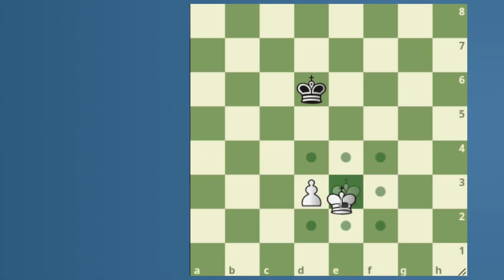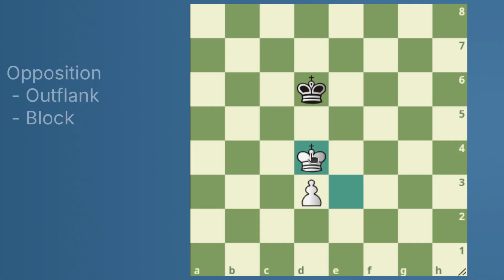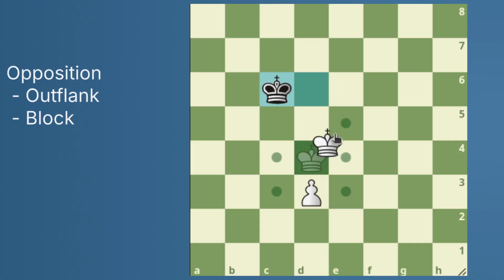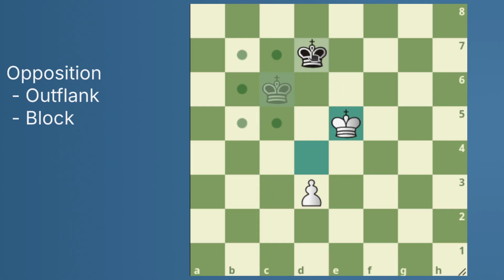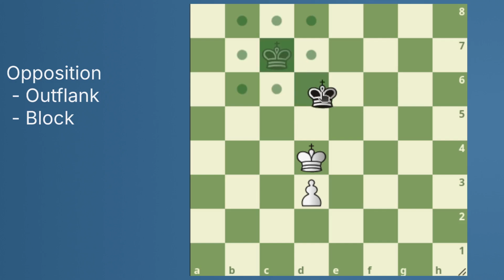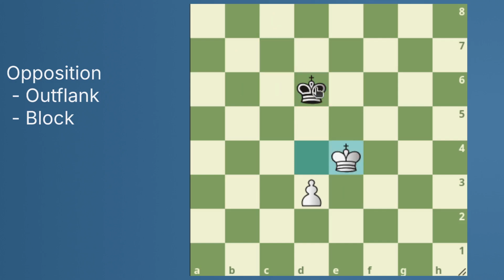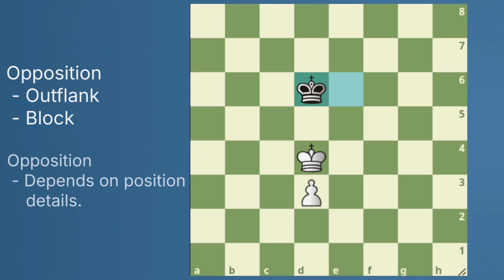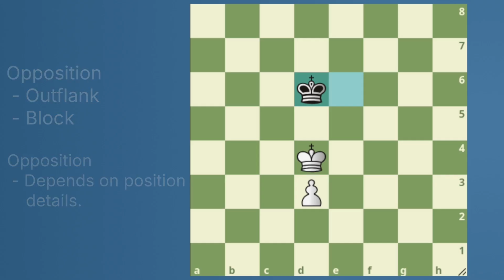The opposition is a way of forcing the other king to give ground, to step aside. When used offensively, trying to promote the pawn, it allows one king to outflank the other. When used defensively, it allows one king to block the other king's progress. The opposition is a powerful tool, but whether the opposition actually does anything depends entirely on the position, as we've seen in previous videos. Now we introduce key squares.